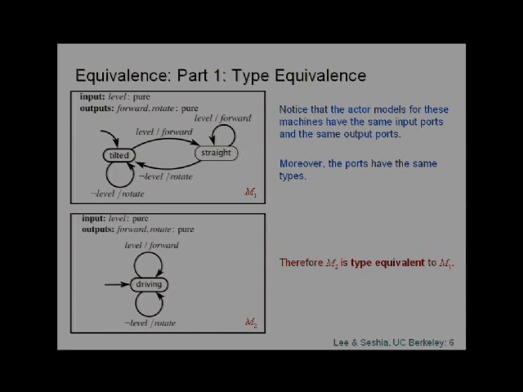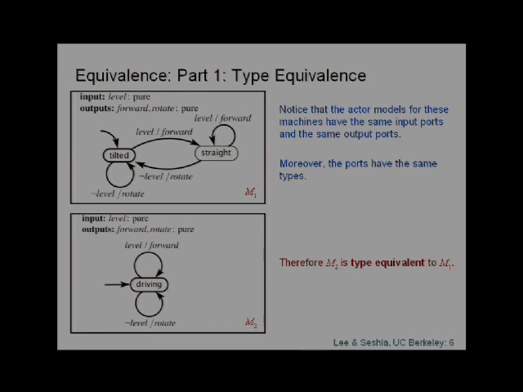Okay, so here we're completely ignoring what's inside the box, the exact details of the state machine. We just look at the interfaces, and if the interfaces match up in this sense that you have the same input and output ports and they have the same types, then we say they're type equivalent. Okay? But as we noticed, there's a stronger form of equivalence that seems to hold for these two machines.